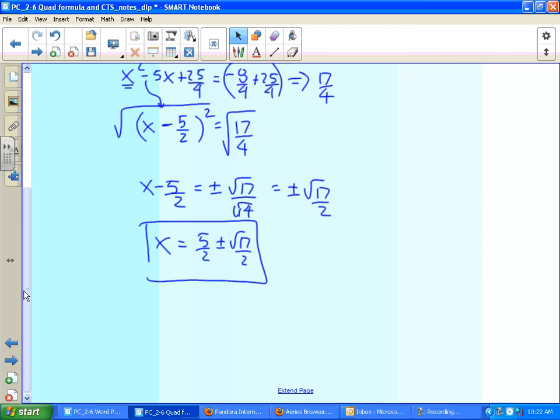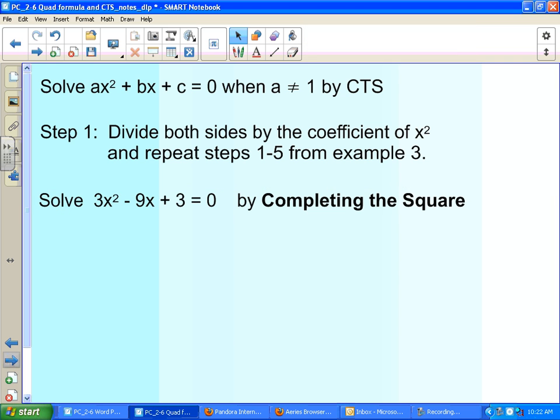All right. Let's see what happens, though, when our A is not something nice, like a 1. What if it's a 2 or a 3 or a 4 or something else? Then we have to add one more step to those first 5 that we did in example number 3. And again, the order in which I do these steps is not super critical. I could first move the constant and then divide everything by A, or I could start off by dividing everything by A. Either one will work.